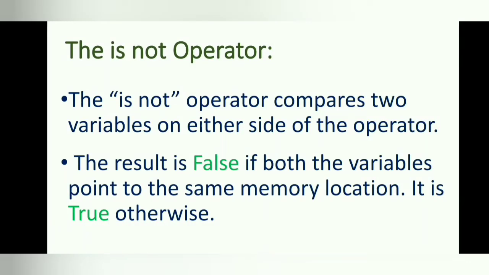The is not operator. The is not operator compares two variables on either side of the operator. The result is false if both the variables point to the same memory location. It is true otherwise.